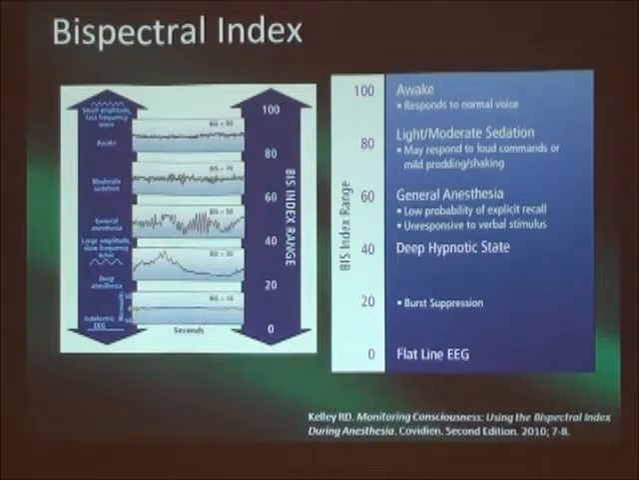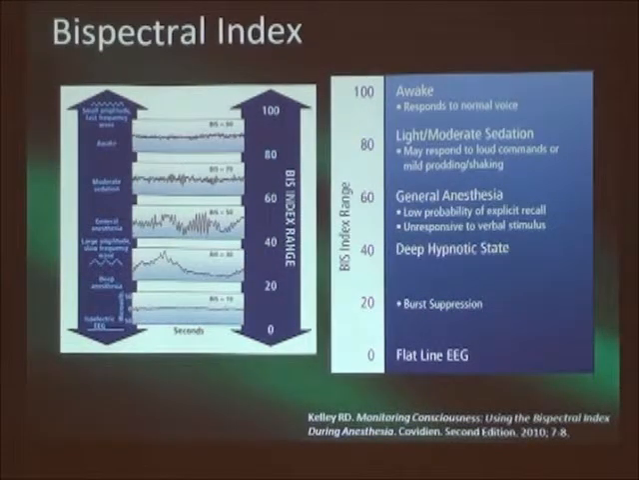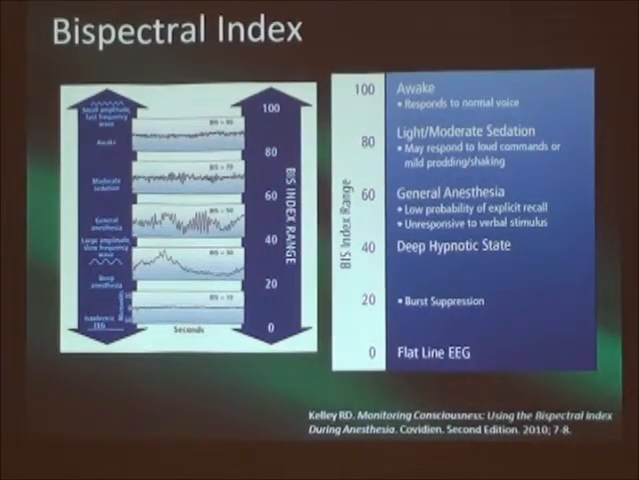Well, in a patient who is in a rotor-prone bed that we're paralyzing, we want to make sure that they're sedated, especially if they were difficult to sedate with analgesics before they got put in the rotor-prone bed. Okay, so where do you want it? Probably somewhere between 30 to 50, somewhere in that ballpark, maybe up to 60. So as you can see, 60, general anesthesia, low probability of explicit recall, unresponsive to verbal stimulus.